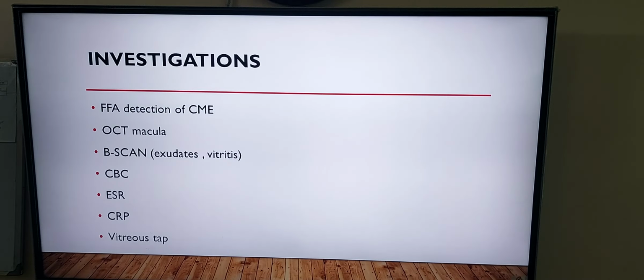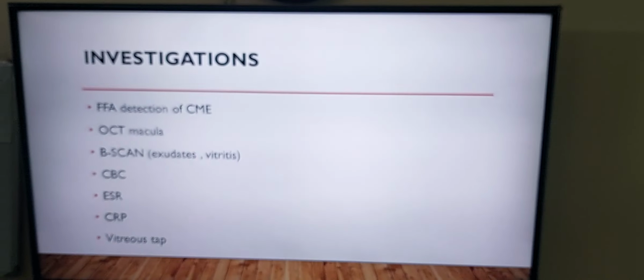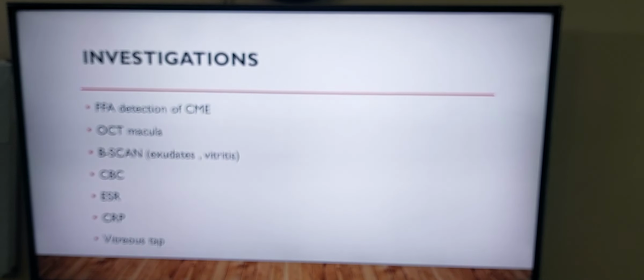Investigations, we have already discussed some investigations. Others we can do: FFA, for detection of the cystoid macular edema. We can go for OCT macula. We can do B-scan if there is exudate and detritus. We can go for CBC, ESR, and C-reactive protein, especially to see the systemic inflammation, and in some cases we do a vitreous tap also.